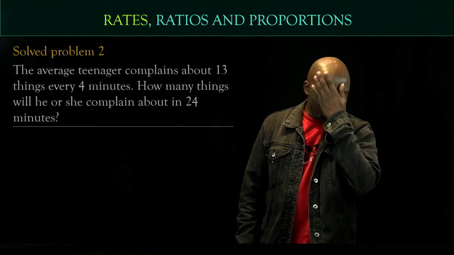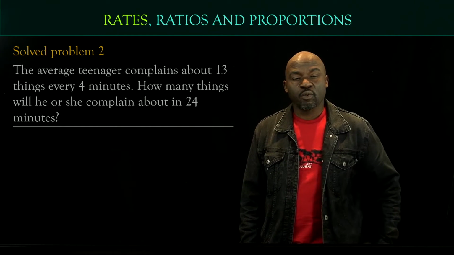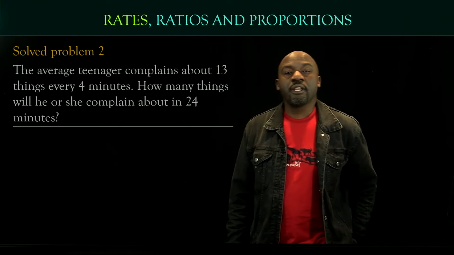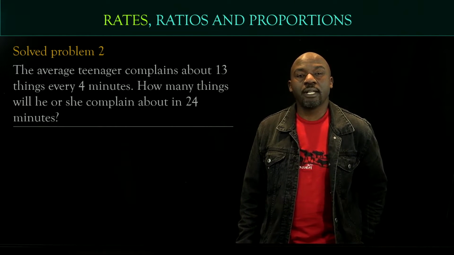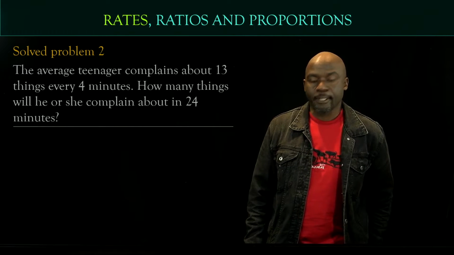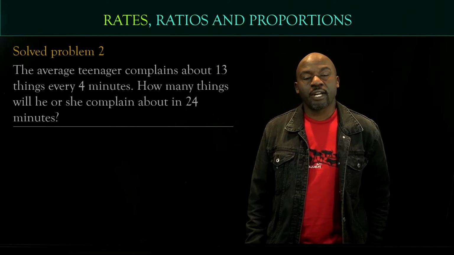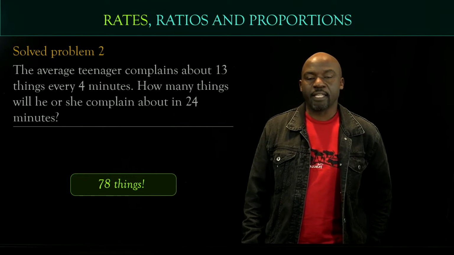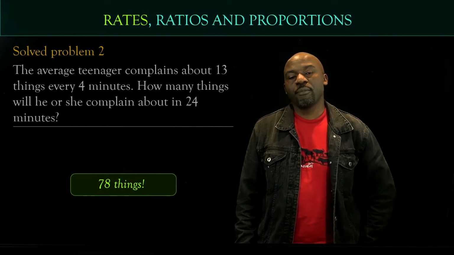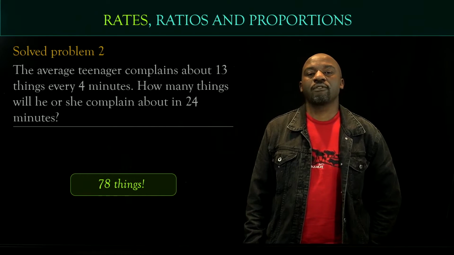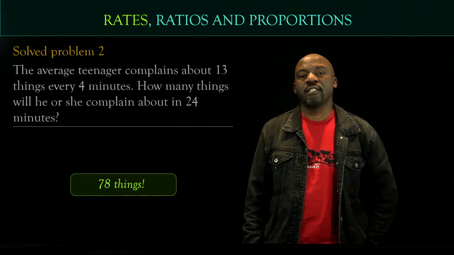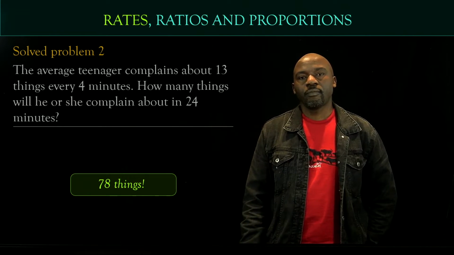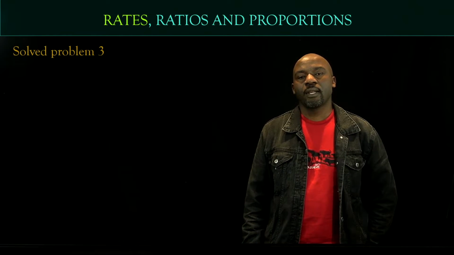Okay, you can pause the video and try this question out. Let's see how many things a teenager is going to complain about in 24 minutes. Well, if you've done this correctly, your answer should be 78 things. So in 24 minutes, an average teenager will have complained about 78 different things. All right? Very funny. Here's the next problem.